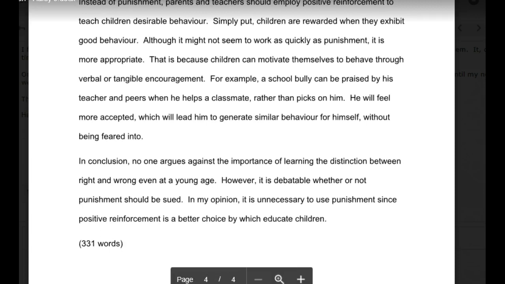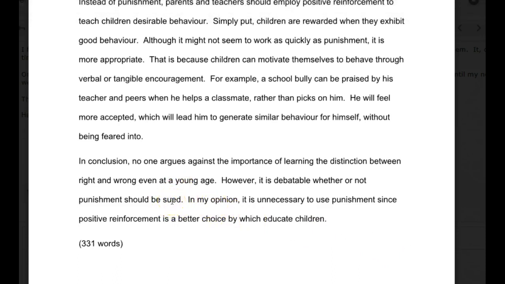Okay, in conclusion, no one argues against the importance of learning the distinction between right and wrong, even at a young age. However, it is debatable whether or not punishment should be sued. Okay, I don't know what you mean by this. Have a lawsuit against punishment? That's not really an issue anywhere in that essay, so I think you mean something else here.